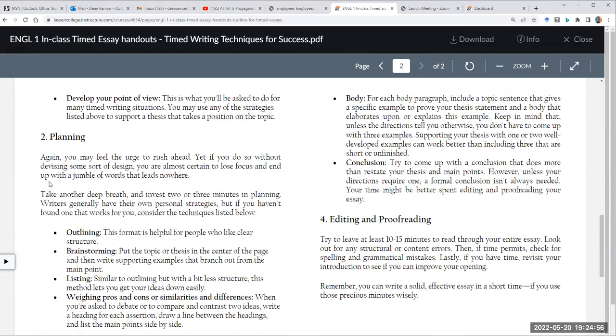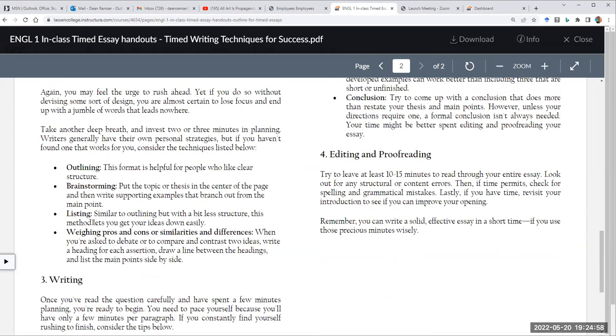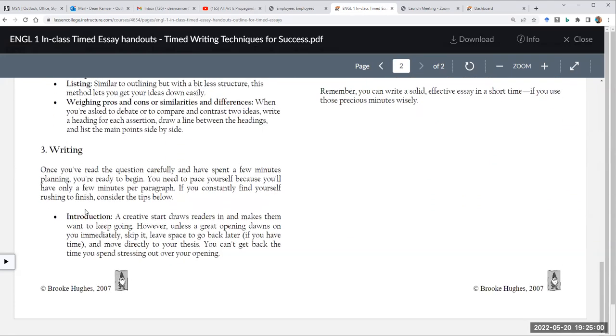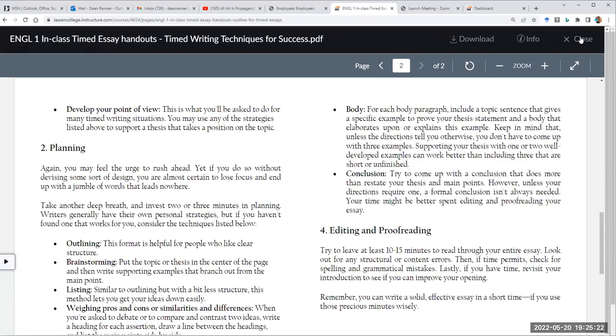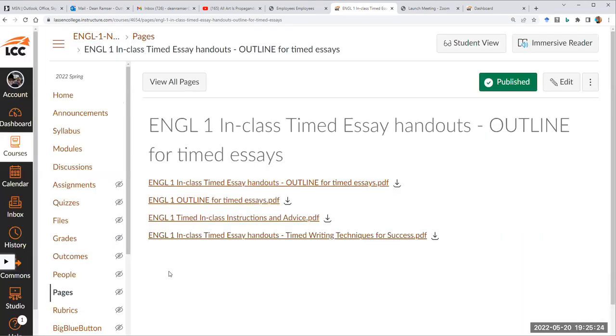You have planning, you have editing and proofreading, you've got the writing process itself. So again, be aware of the time. Make sure you plot out your time appropriately. Give yourself time to process the prompt. Do a mind map, if that helps you, or a Venn diagram, or cluster ideas, and then you can organize them into an outline.